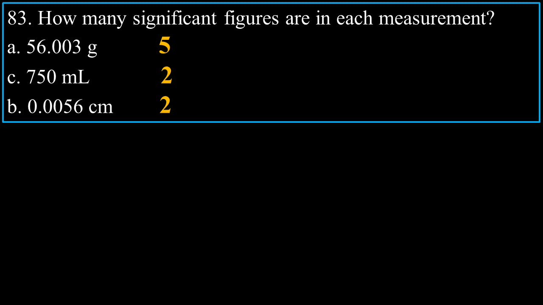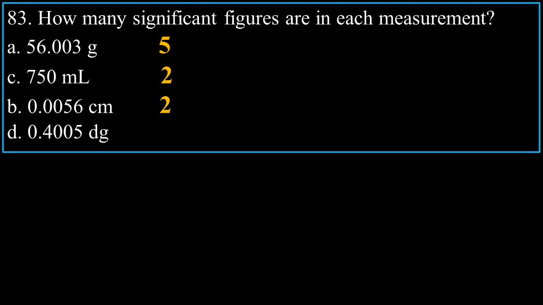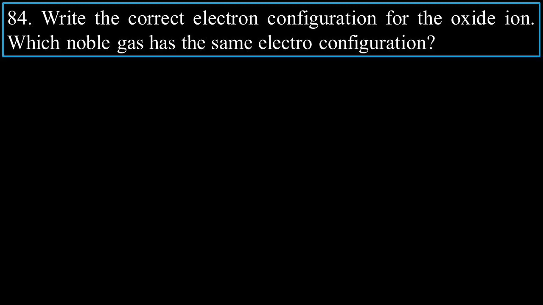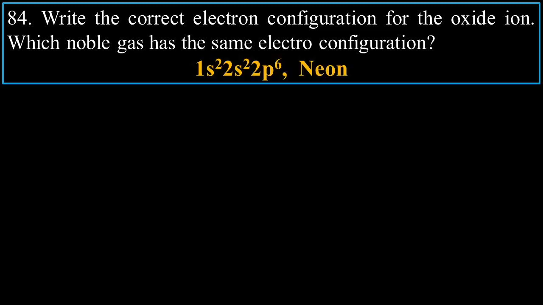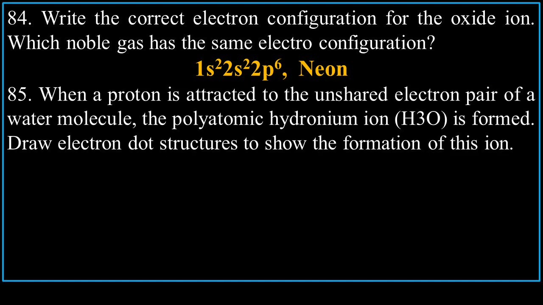0.0056 would be 2. And then 0.4005 would be 4. And then this is a review if we haven't figured it out yet. Write a correct electron configuration for the oxide ion, which has the same configuration as the noble gas neon because it's adding 2 electrons, so it's going to be 1s2, 2s2, 2p6.